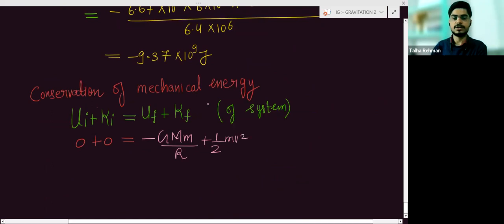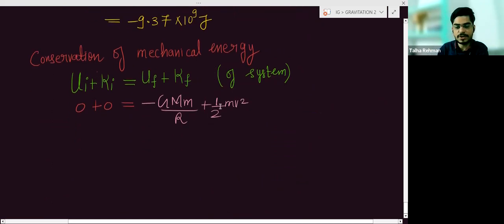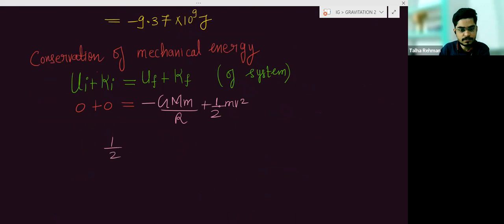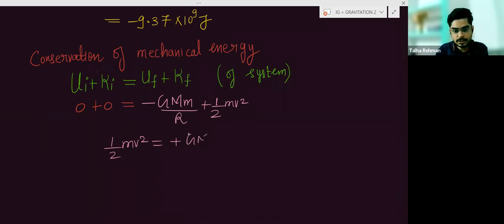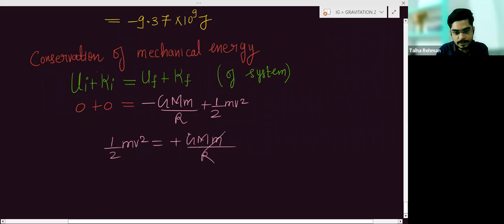Now it is very easy. So this will become half mv square is equal to plus GMm by r. From here this small m will cancel out, so the value of v you will get is the square root of 2GM by r.